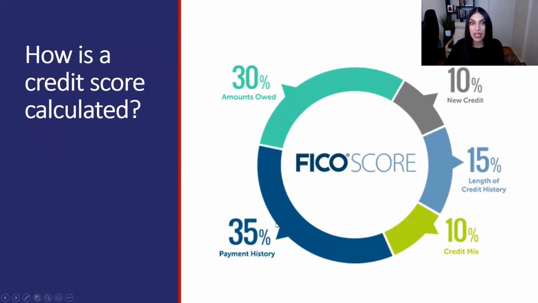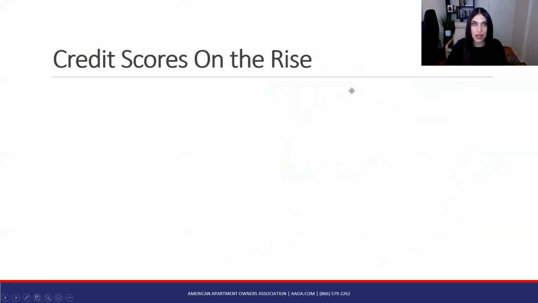You'll see that payment history is the most important, so meaning if they've had late payments or not. Also amounts owed, so how much debt they have. We're also looking at how long they've had a credit report for, how much new credit they've applied for, and also the mix of credit. So whether it's just credit cards or if you have a mix of other kinds of loans in there as well. So credit scores are actually on the rise.